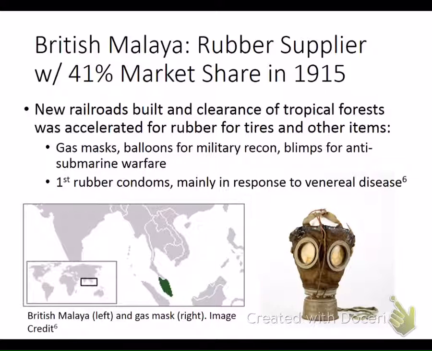Malaya. This is an example of a British colony where seeds from the Amazon were brought so that rubber trees could be grown. And it's thought that new railroads were built and clearance of tropical forests was accelerated for rubber, for tires, and other items.